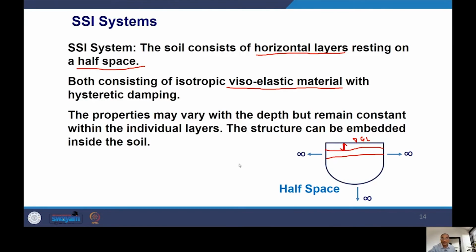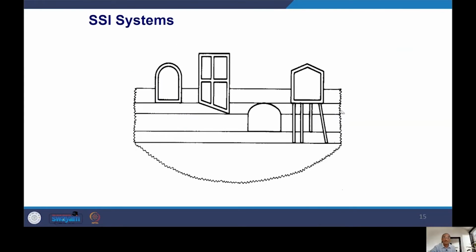So let me erase this here. Okay, so what you have is the half space, layered half space. Now when we say the SSI system, let's say your foundation is situated on a layered half space, then in that case these are the systems which you can have. It could be embedded, it could be on the surface, or it could be fully embedded or partially embedded.